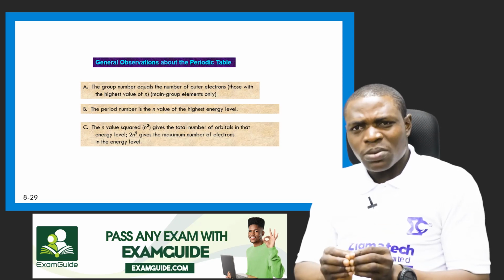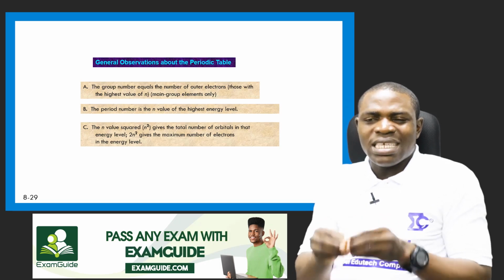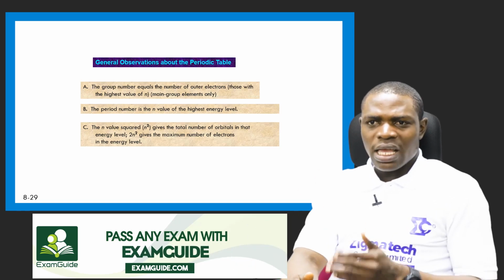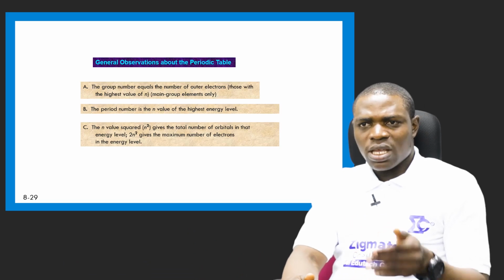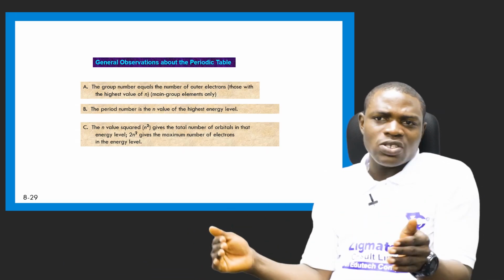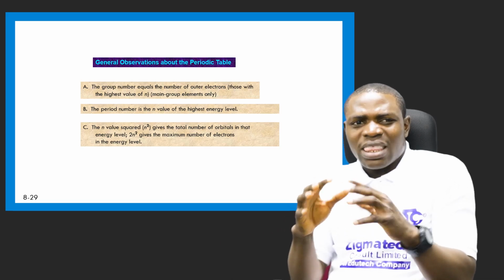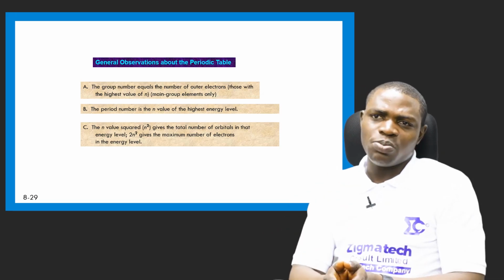2. You also observe that the period number is the n value of the highest energy level. So period 1, first energy level; period 2, second energy level; period 3, and so on. So that is how it works. These are things that you must understand about the periodic table.